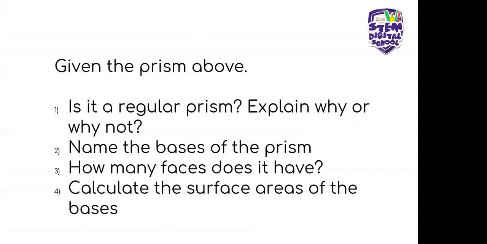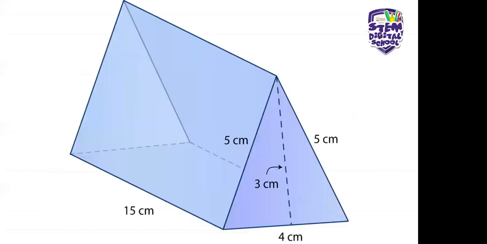And when we talk about an irregular prism, we are talking about prisms that do not have regular polygons as their bases. In other words, their bases are not congruent, and they are also not regular polygons. In this case, we have a triangular prism.